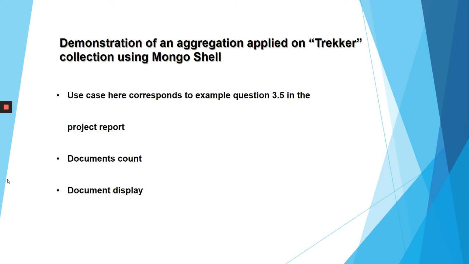After this initial introduction to the aggregation framework, now I'll move to practically demonstrate an aggregation. Here, I will apply aggregation on the tracker collection, which corresponds to example question 3.5 in the project report. First, I'll give you the document count in the collection. Then I'll display the documents to give you an idea of the structure of the collection.